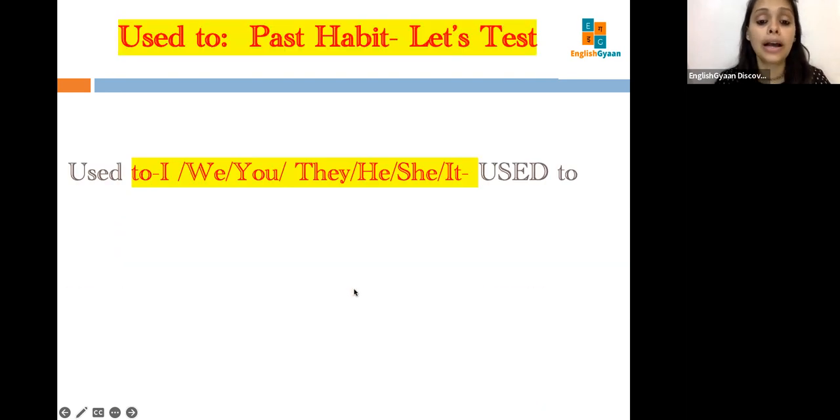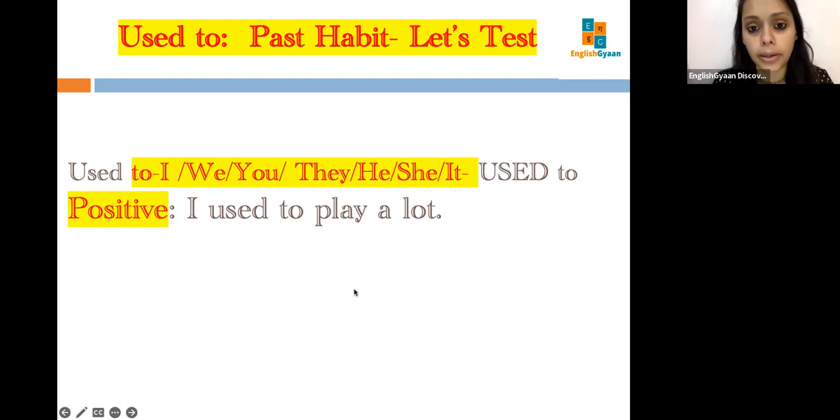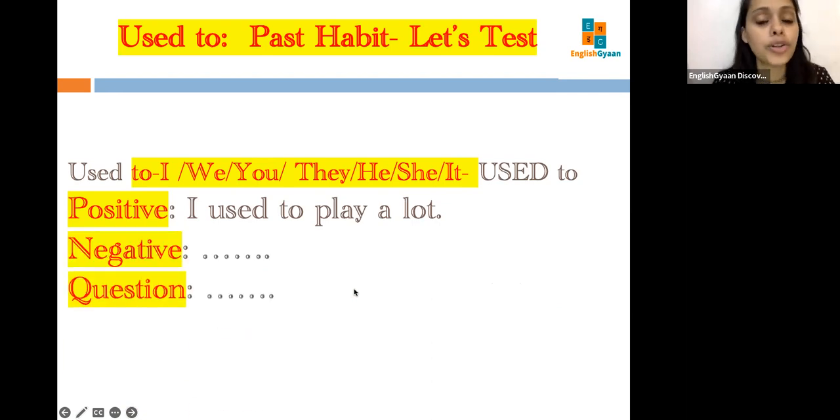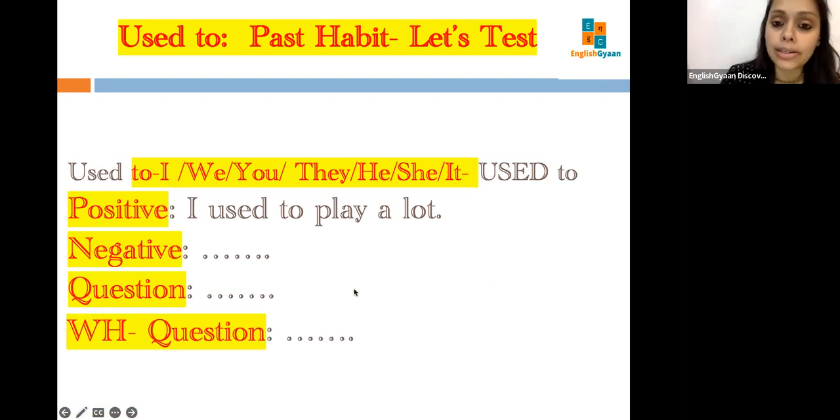For example, I used to play a lot. I did not used to play a lot. Did I used to play a lot? Why did I used to play a lot, or when did I used to play a lot? This is all about used to, that is nothing but past habit.